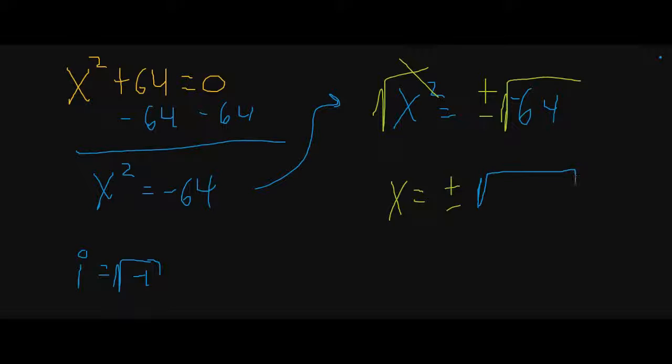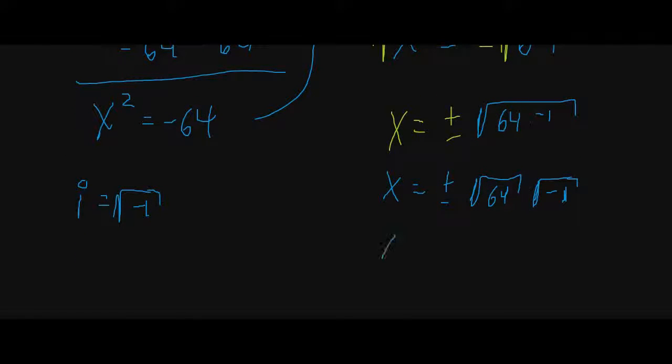So this is going to be the square root of 64 times negative 1, which is x equals plus or minus the square root of 64 times the square root of negative 1. Now, if we look carefully, x is equal to plus or minus, what's the square root of 64? That's 8. And the square root of negative 1, we have defined to be i. It's imaginary. So we get x equals plus or minus 8i. That's all we needed to do.